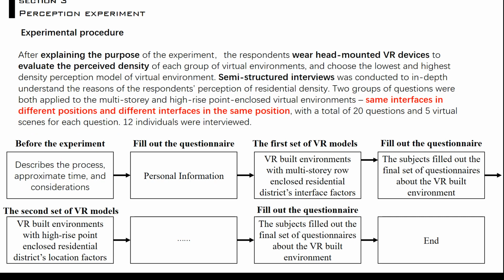Before the experiment, we describe the process, time, and considerations to people, and they will fill out the questionnaire about personal information. Then the respondents will evaluate the perceived density via VR devices. And we get the results of 12 questionnaires.